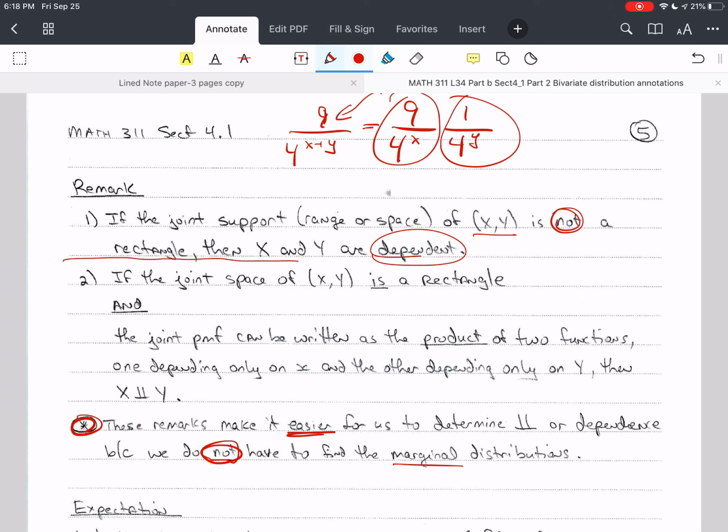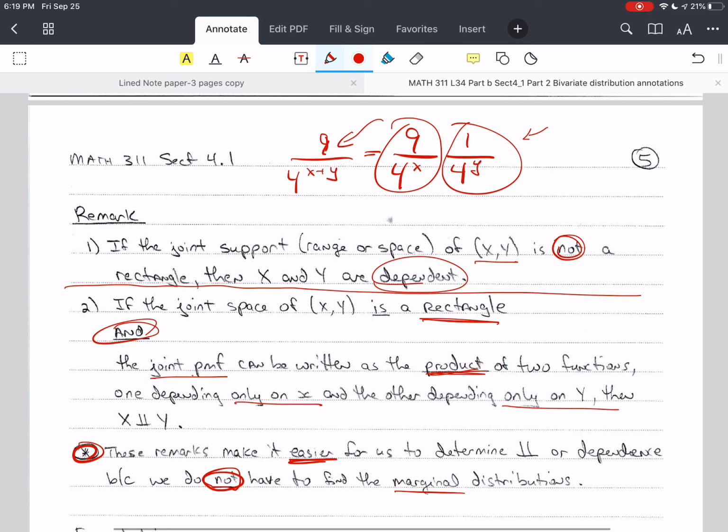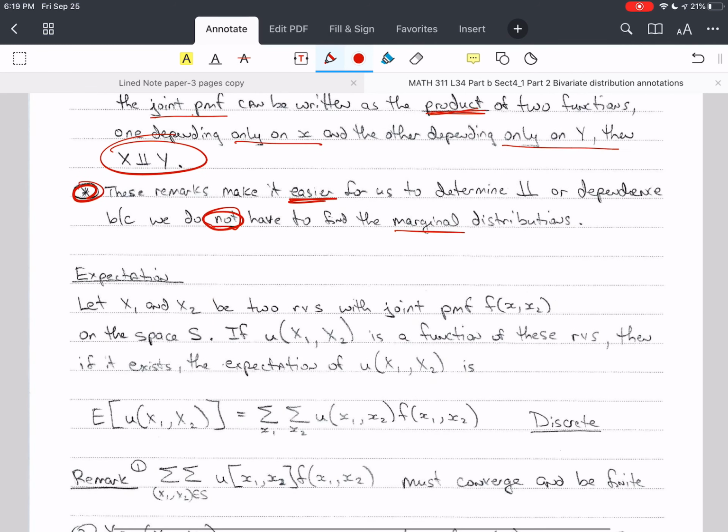I hope you'll get the difference between those two. Now, this second remark says that if the joint space is a rectangle, and these both have to be true, you can write the joint PMF as a product of two functions. One's only on x, the other's only on y, like we just did here. These are not the marginal PMFs, but they are two functions, one g of x, this one g of y. If I can do that and I have a rectangular support for X and Y, then guess what? They are independent, okay? And I didn't have to go through the calculations to find the marginals. So that's the purpose of those remarks.